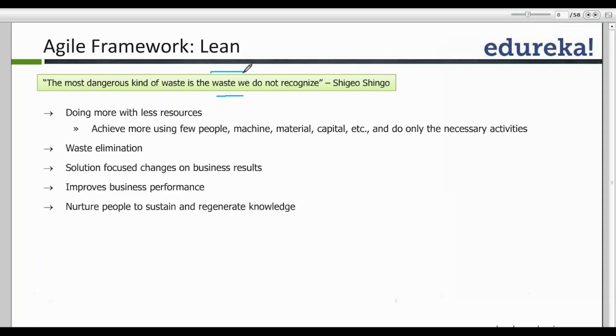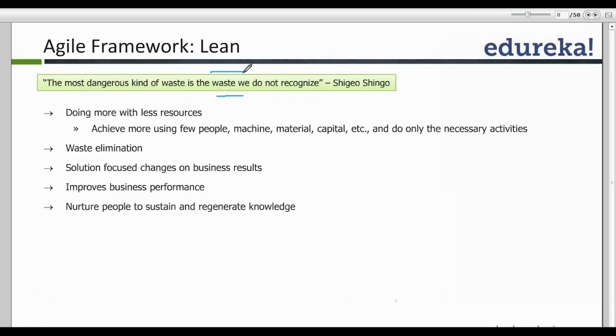So lean talks a lot about improving the productivity of the men, improving productivity of the machines, efficient utilization of resources, optimum use of budget for the project. And we do this in order to achieve improved business performance. We make sure that the solution is aligned to the business requirements and to the business result. So that is what comes under your lean framework.